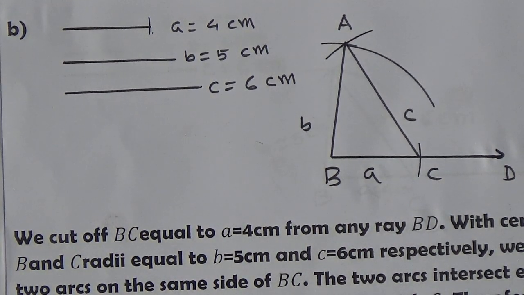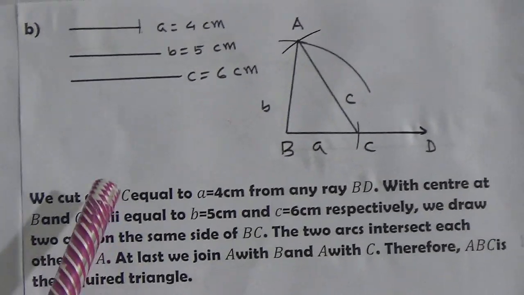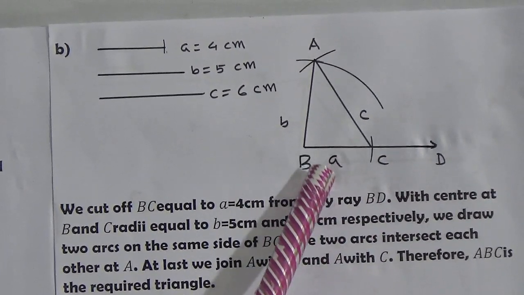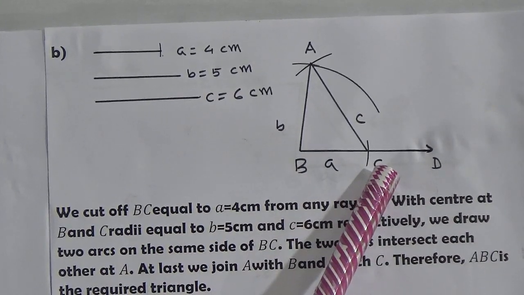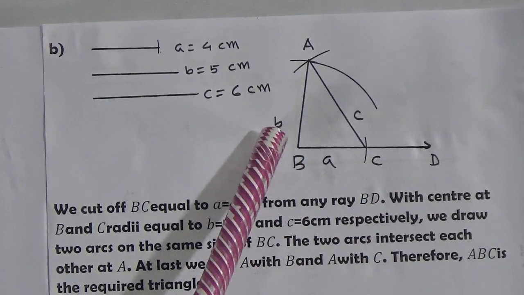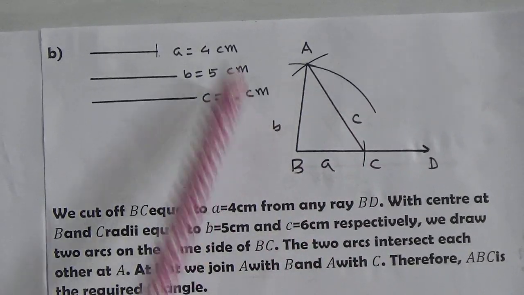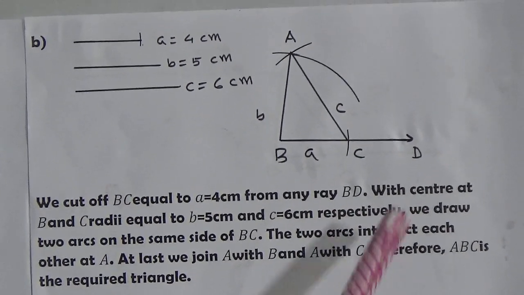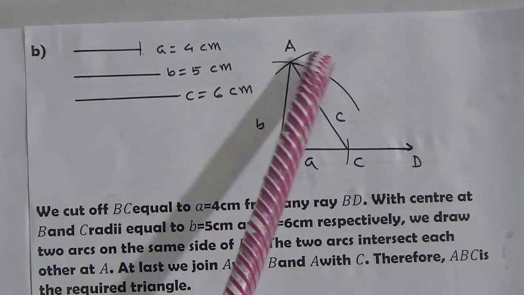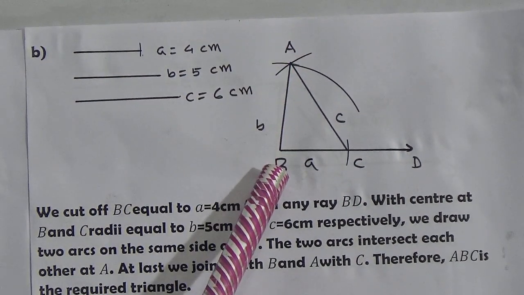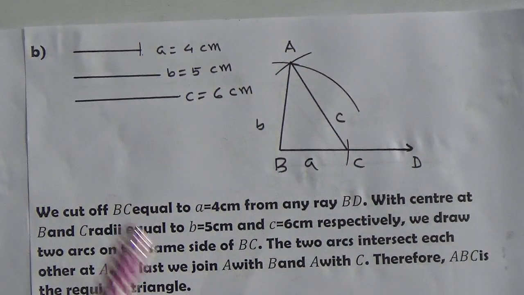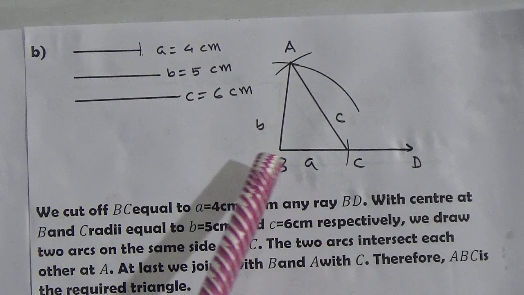Now I will repeat again the procedure. We cut off BC equal to a from any ray BD. With centers at B and C, radii equal to b equal to 5 centimeter and c equal to 6 centimeter respectively, we draw two arcs on the same side of BC. The two arcs intersect each other at A. At last we join A with B and A with C. Then we get the required triangle ABC.